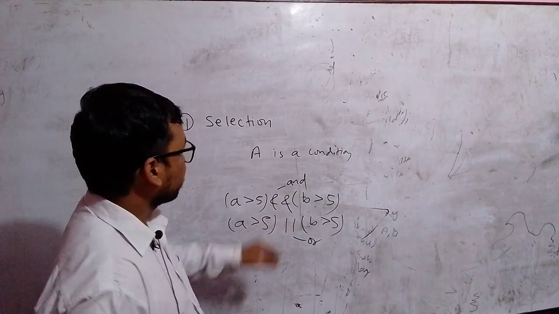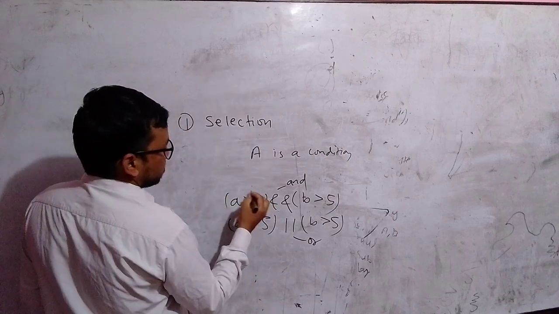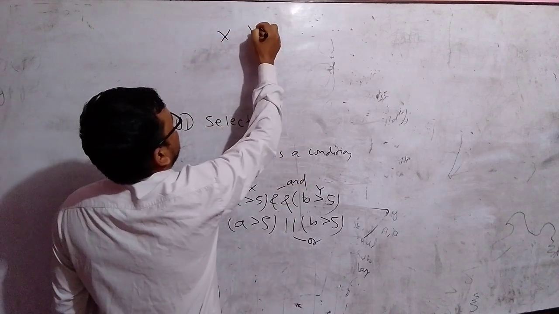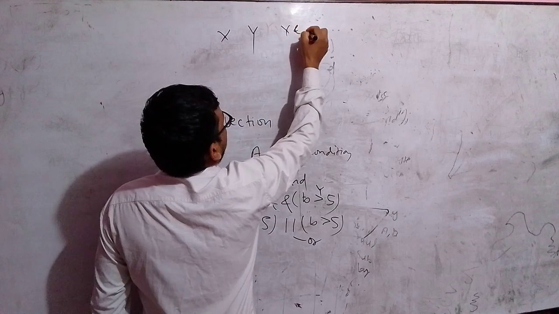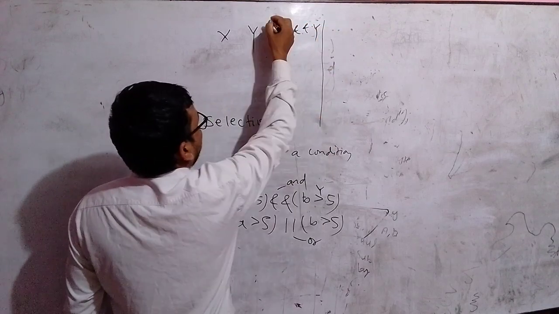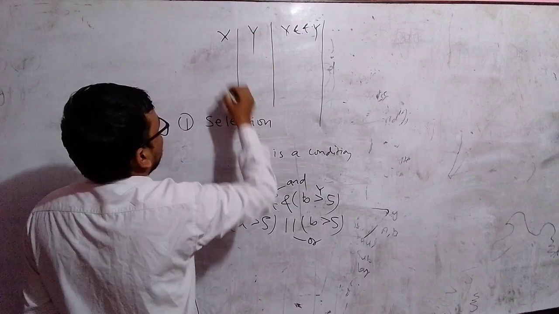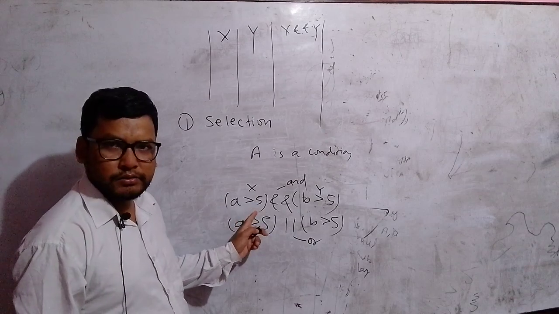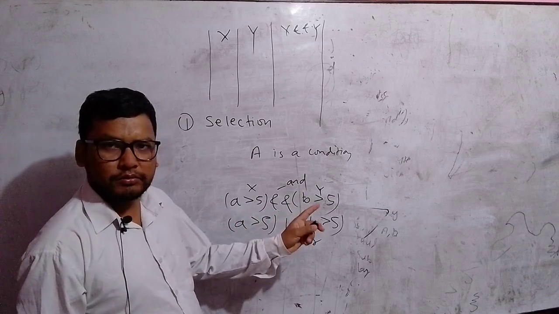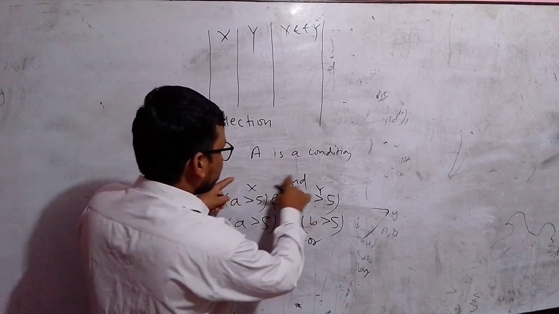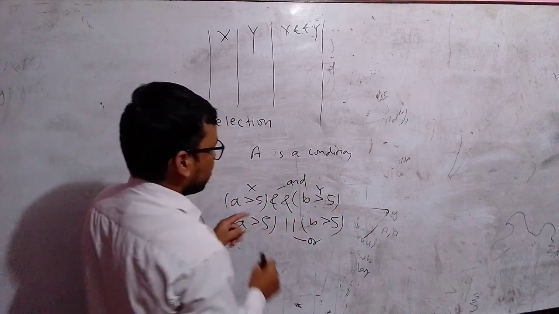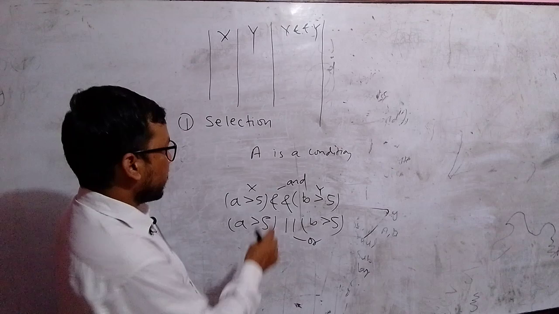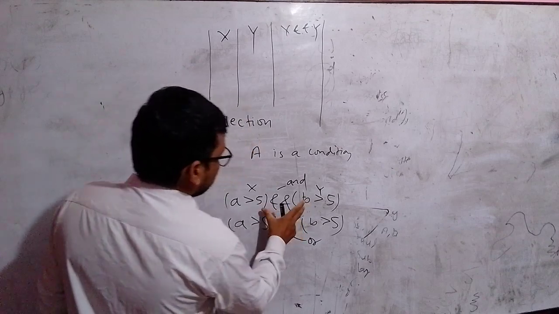Now, what could be its output? Suppose this statement is x and this statement is y. Now, this statement can have two values, either 0 or 1, and this statement again can have two values, 0 or 1. If we treat these conditions as a single one, then this must give a single value, either 0 or 1.